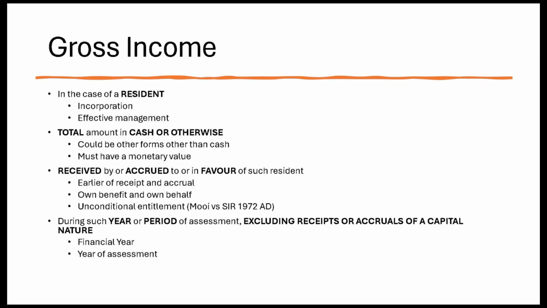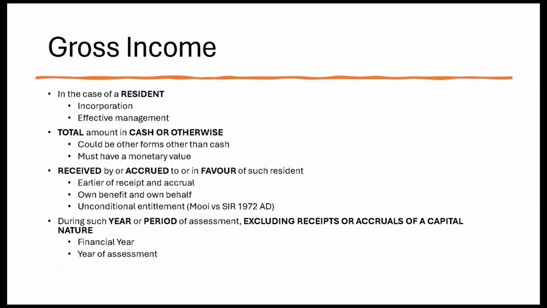Received by, accrued to, or in favor of such resident. What does this speak to? This speaks to timing. And in terms of timing, you always recognize gross income at the earliest of receipt or accrual. If I have earned something today, somebody pays me tomorrow, I will recognize it today because I've earned it today. So if you're looking at two different periods, let's take, for example, a company.